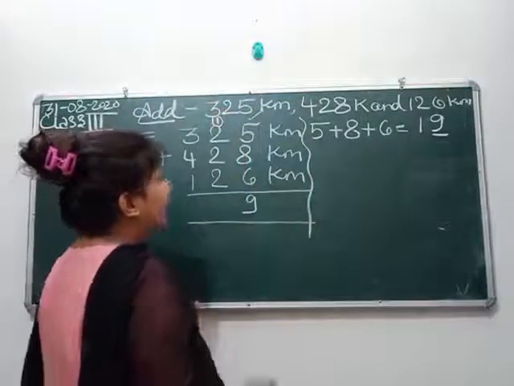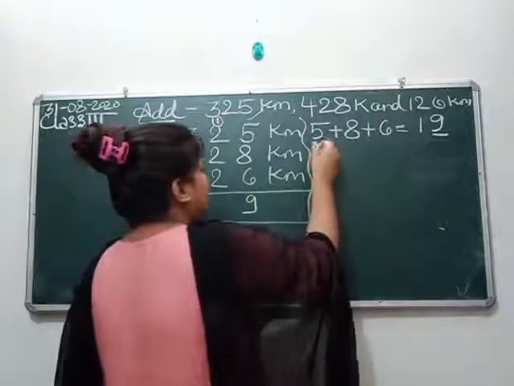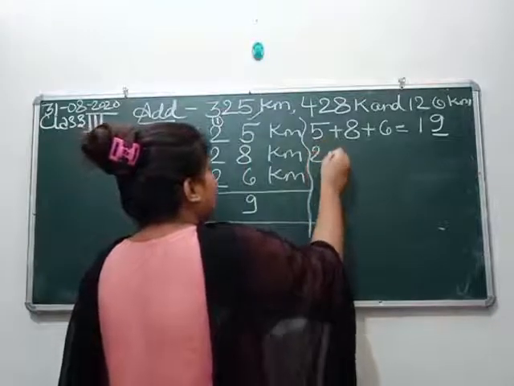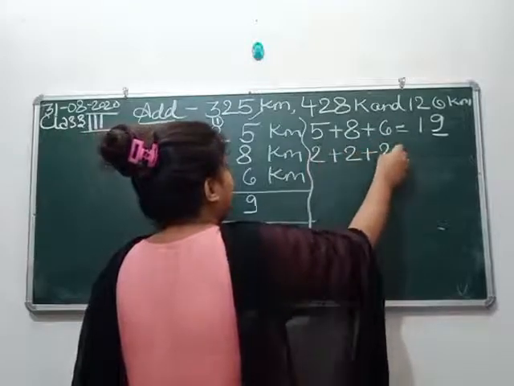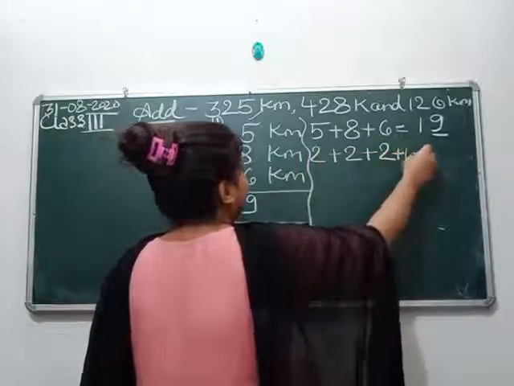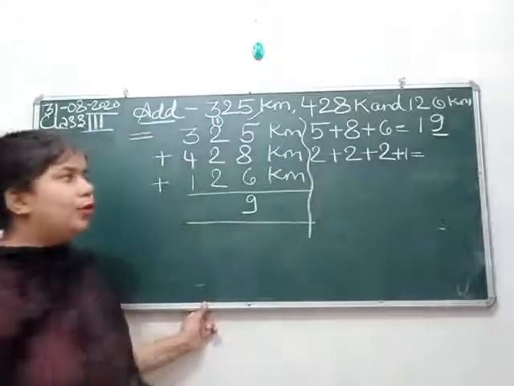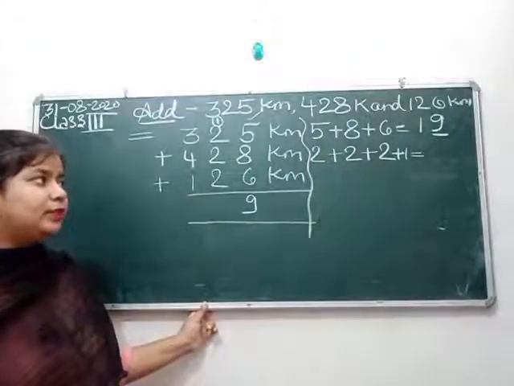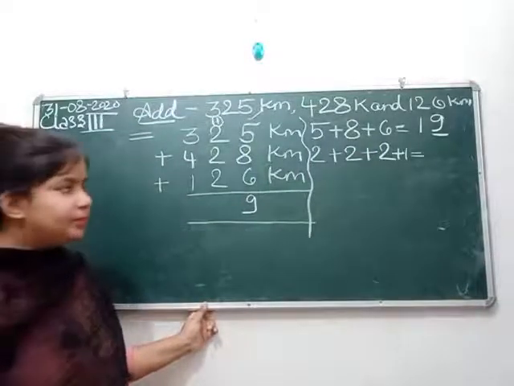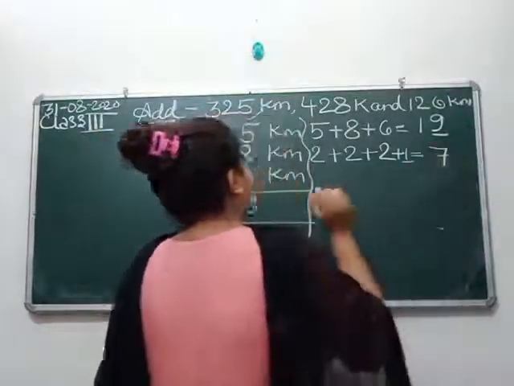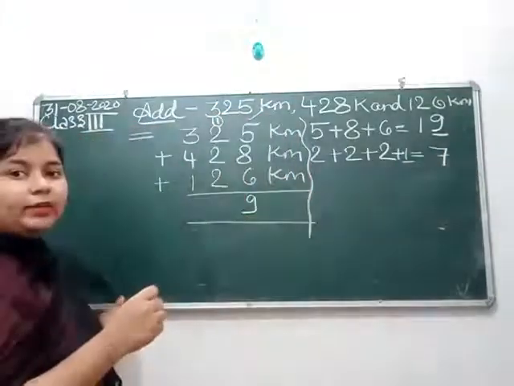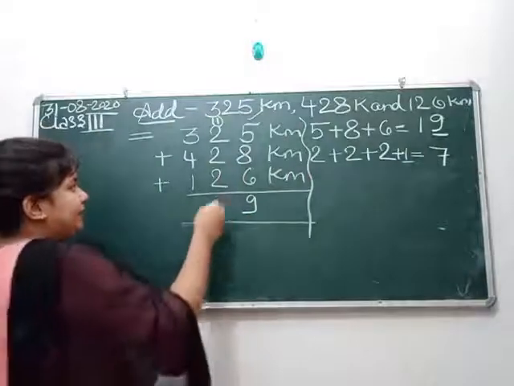Now at this place we are having 2 plus 2 plus 2 and plus 1. 2 plus 2 is 4, 4 plus 2 is 6, 6 plus 1 is 7. We are adding the 1 carry also. So we have got our answer as 7.